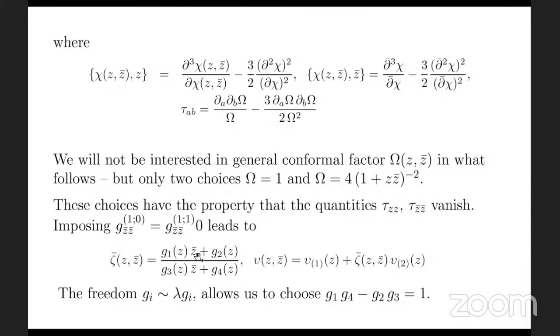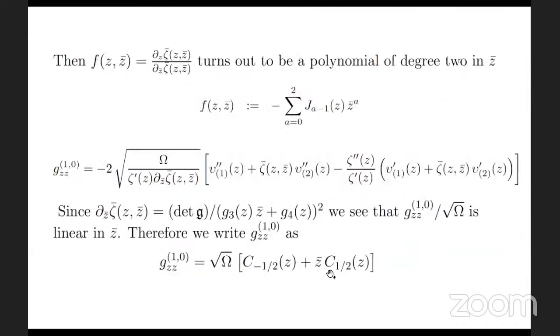So this has 4 functions of z, and this has 2 more functions. But if you scale g1, g2, g3, g4 by the same non-zero function, then zeta bar doesn't change. So that means I can pick the determinant g1 g4 minus g2 g3 to be 1. So this gives you 5 holomorphic functions. Okay. And then you can compute gzz10, and okay.